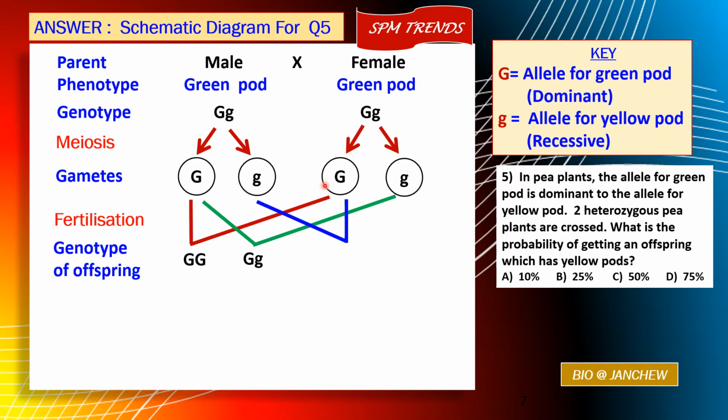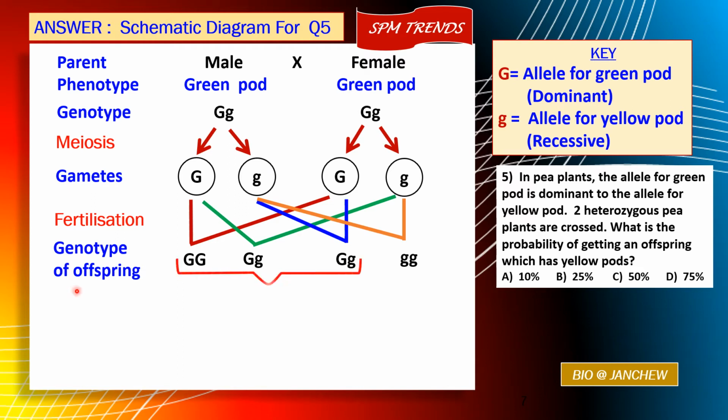In the third possible combination, again, it's big G, small g. And lastly, second gamete with second gamete, so we get small g, small g. Write all the genotypes on the same horizontal line as the title here.